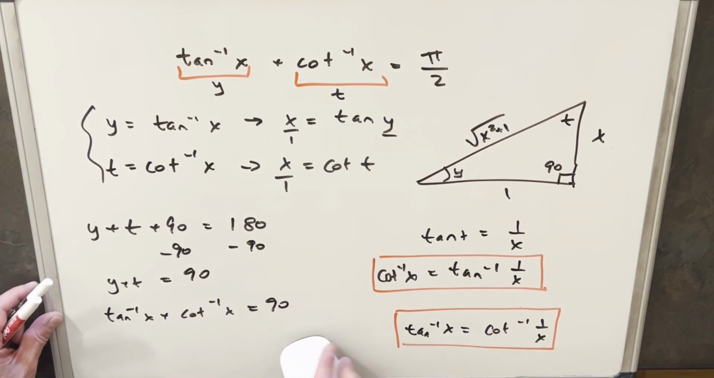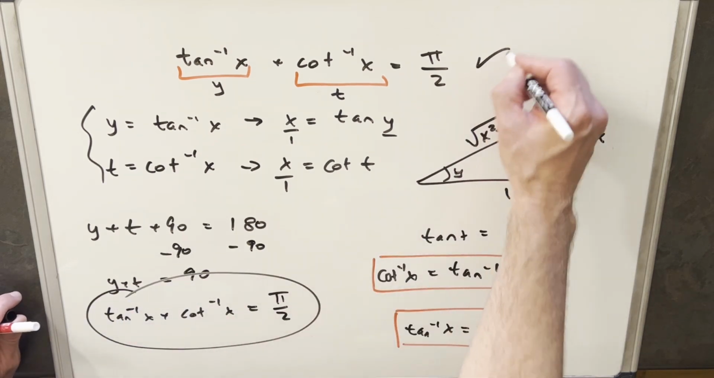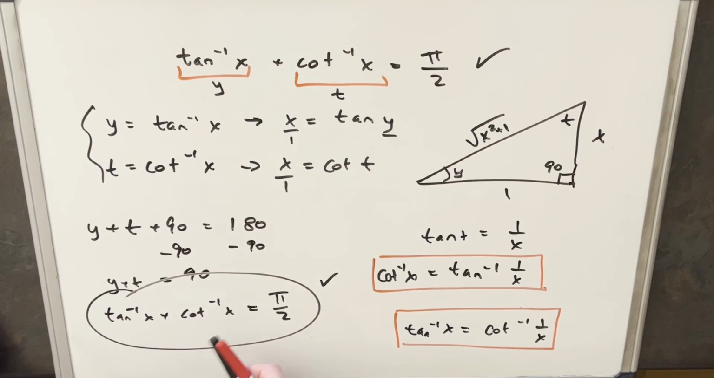And this is fine for degrees, but if we want to use radians, let's just write this as pi over 2, and that's going to match what we have here. And so inverse tangent of x plus inverse cotangent of x equals pi over 2. Anyway, I was thinking this is a really useful identity and kind of fun to prove.